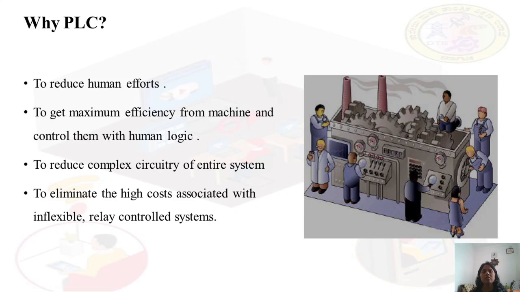And why PLC? Because before PLC we were using relay logic. Then why do we need to go for PLC? Using PLC, we can reduce the human efforts. First thing. Next is to get maximum efficiency from machines and control them with human logic. If human efforts are reduced, obviously the maximum efficiency will be there because everything is controlled by your system. Accuracy will also be good.